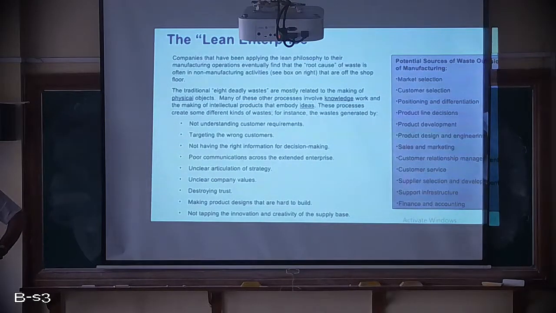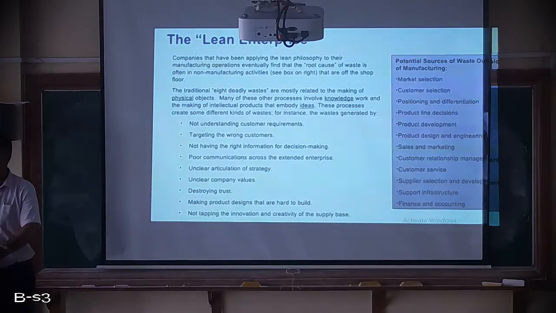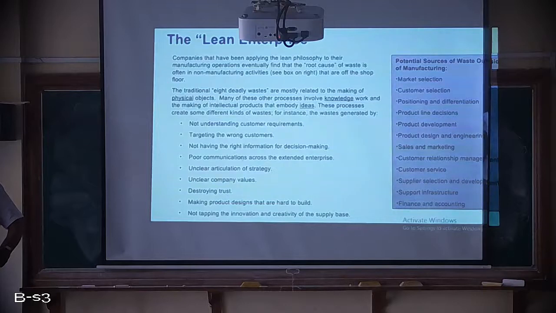Okay, so that's why they say there are potential sources of waste outside the manufacturing. Because after manufacturing, also, see, you have the right material, manufactured good component, and everything is there. You have got everything, but ultimately positioning and product differentiation from the competitor, market selection, customer selection, okay, targeting is very important. To whom you are targeting, product line decisions, product development, product design and product engineering also, sales and marketing, CRM, customer service, supplier selection development, and these are all also very important aspects of profitability.